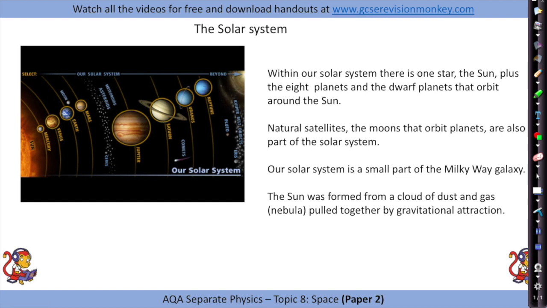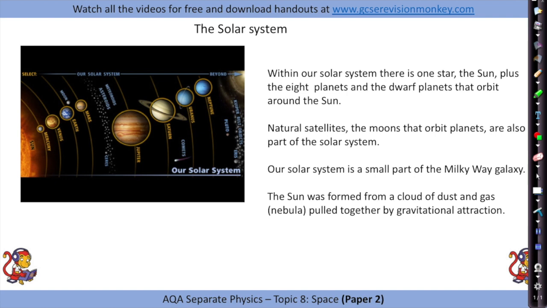So the solar system. Within our solar system there's one star, the Sun, plus our 8 planets and a few dwarf planets that orbit around the Sun. Now natural satellites, they're the moons that orbit planets. They're also part of the solar system, and there's hundreds of moons in our solar system. Our solar system is a small part of the Milky Way galaxy, so around 100 billion stars in our Milky Way galaxy.